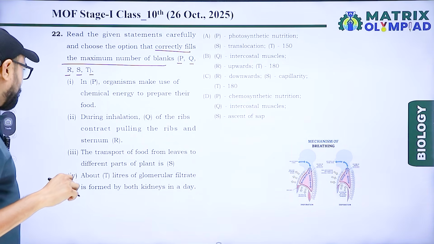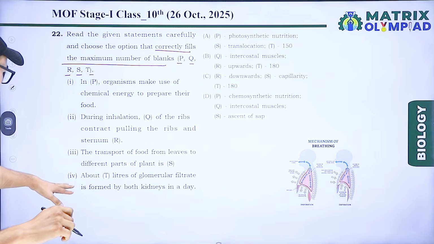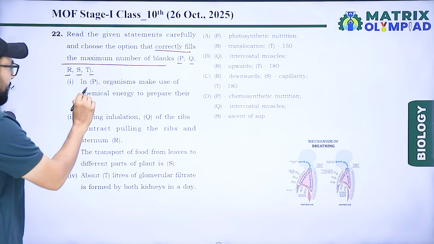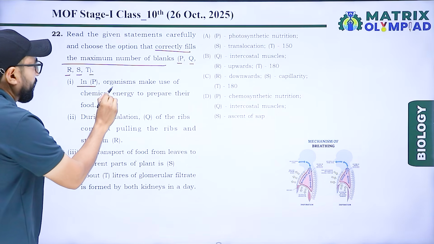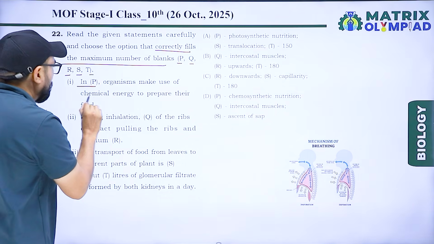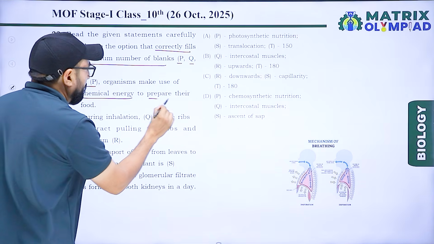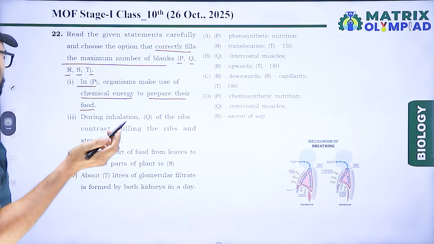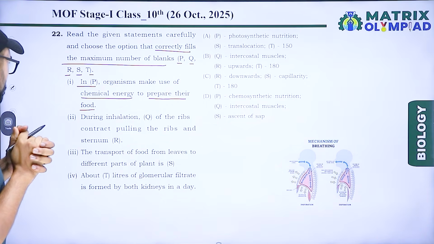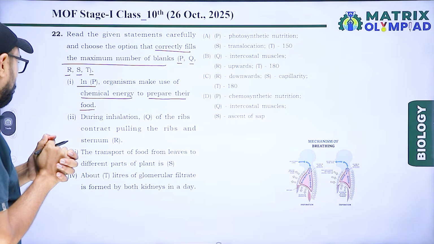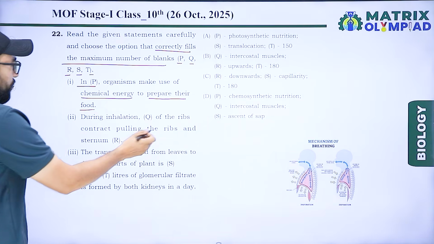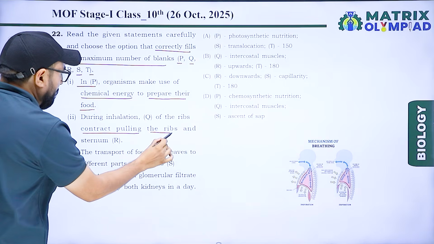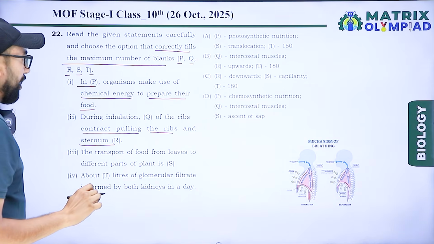PQRST: processes like inhalation, glomerular filtrate, and transport. In P, organisms make use of chemical energy to prepare their food, in photosynthesis. During inhalation, Q of the rib contract, pulling the rib and sternum R.